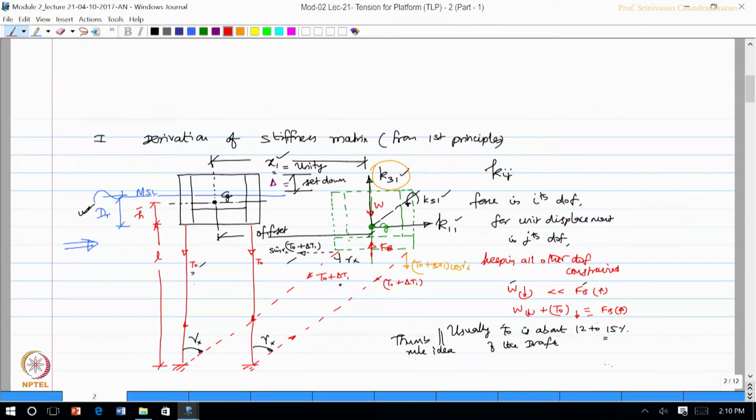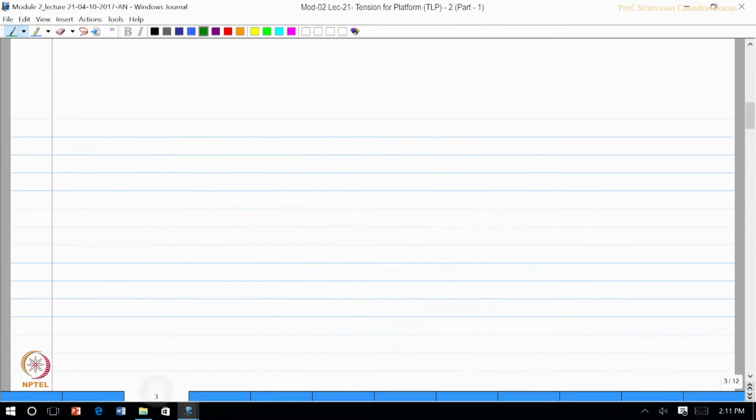Now, let us derive the stiffness matrix for the heave motion. In the same figure, we have the platform given with an offset and set down. We already said what our Kij is. So, we should now give unit displacement in the heave direction and try to find forces in all effective degrees of freedom, keeping other degrees of freedom restrained.